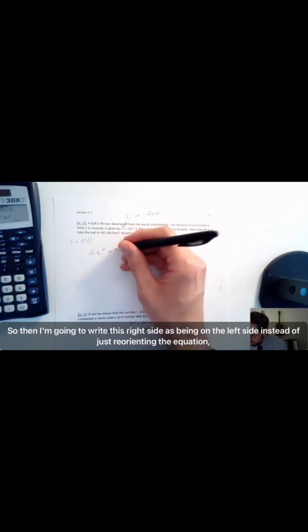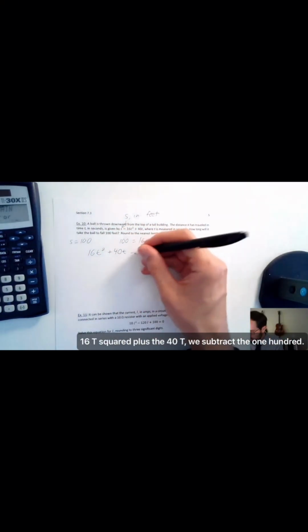There's a couple of ways to do that, but probably the easiest way is to just go ahead and subtract 100 from both sides. So then I'm going to write this right side as being on the left side instead, just reorienting the equation. 16t squared plus the 40t, we subtract the 100.